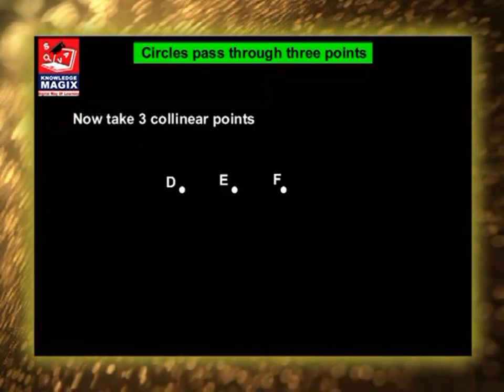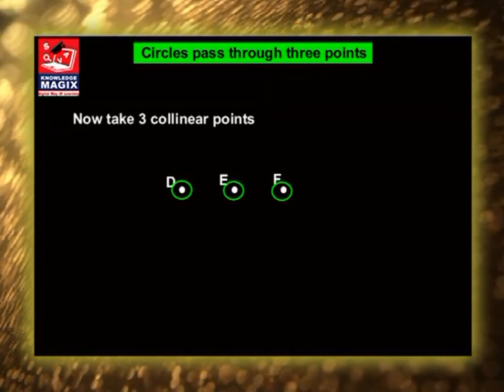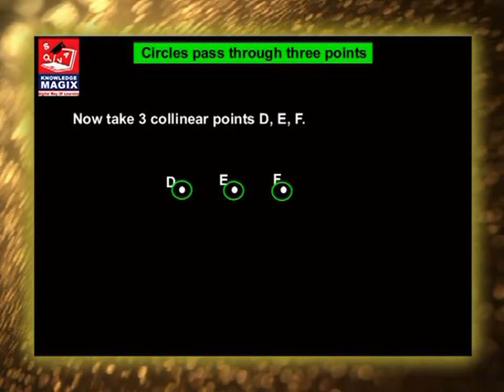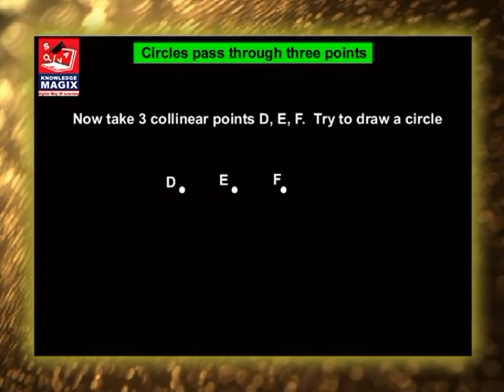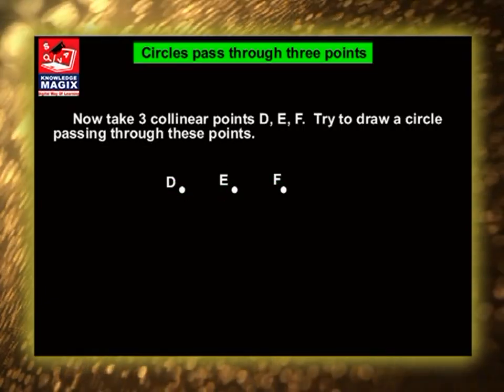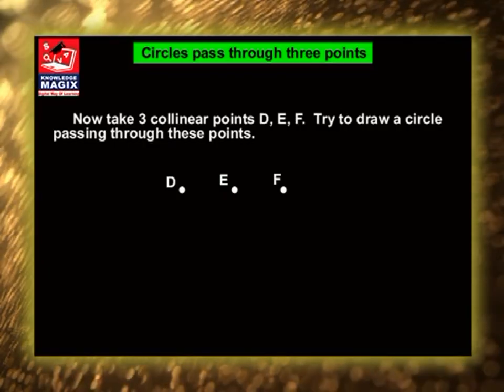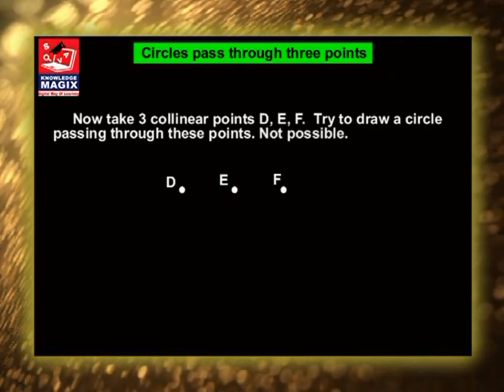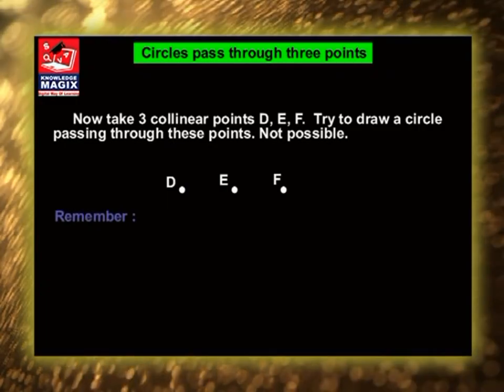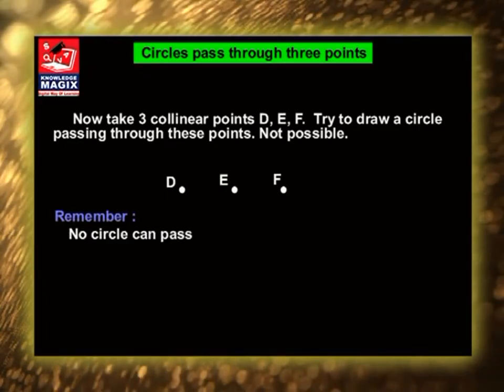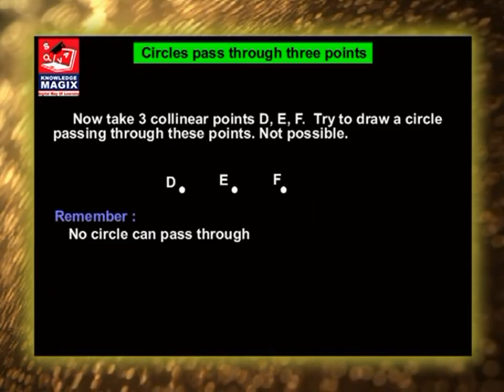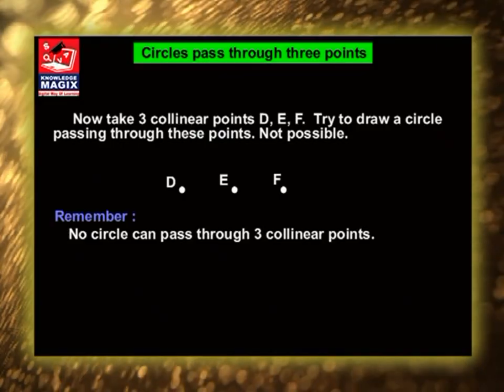Now take 3 collinear points D, E, F. Try to draw a circle passing through these points. Oh, not possible. So remember, no circle can pass through 3 collinear points.